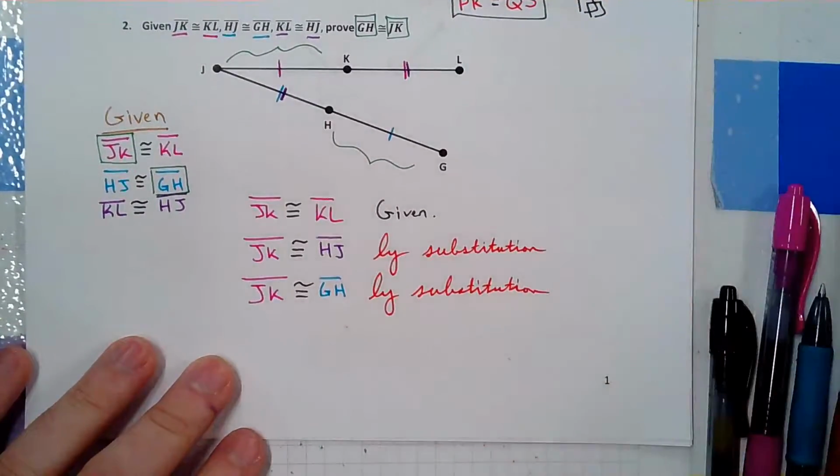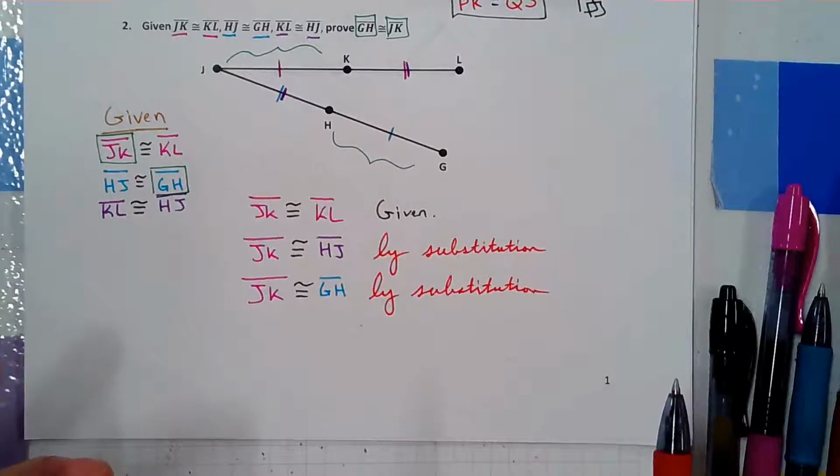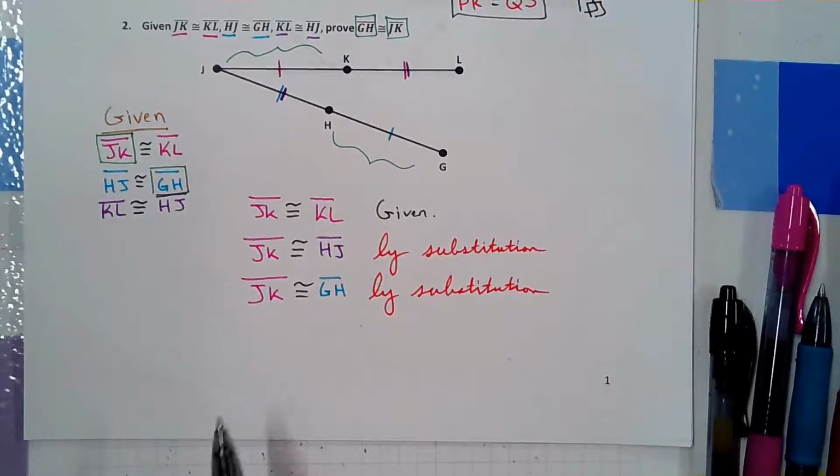Now, that's not exactly what we wanted, right? They wanted GH on the left side and JK on the right. It's the same thing, right? But we do need to flip them. What's the property that allows us to flip things? A equals B, therefore B equals A. It's not the reflexive property. Remember, that's A equals A. What's the one you're going to mix up all the time? Where you're allowed to flip them right and left. 5 equals 3 plus 2, 3 plus 2 equals 5.